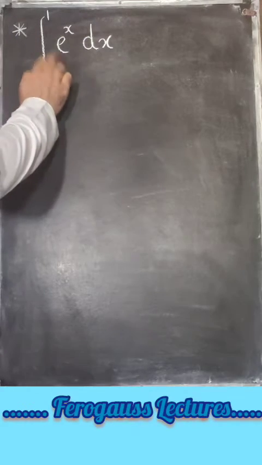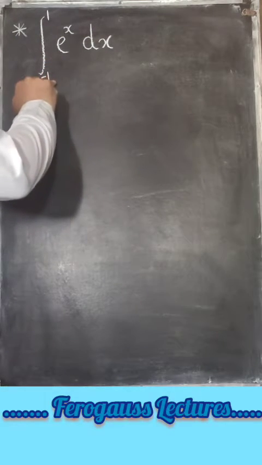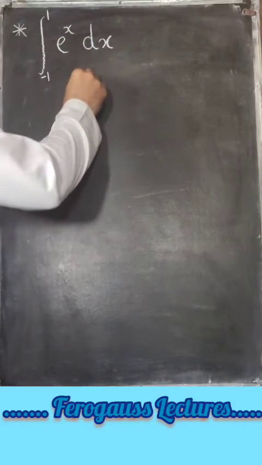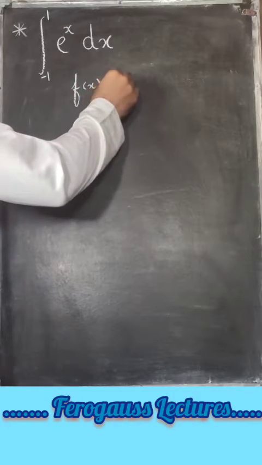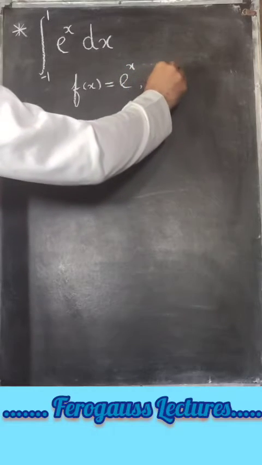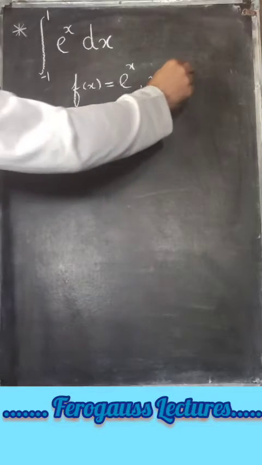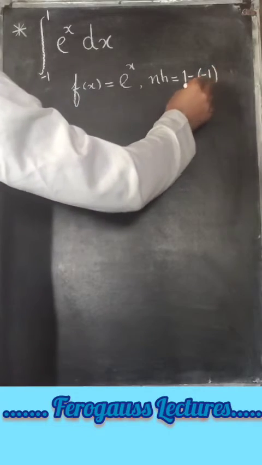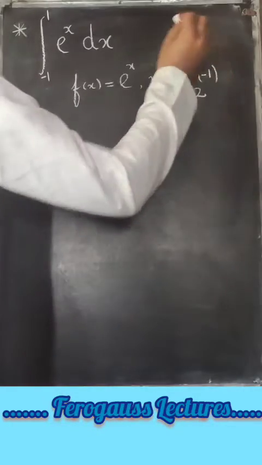Today we will do some more questions on definite integrals as the limit of a sum. Here is the first question. In this definite integral, that's integral from minus 1 to plus 1 of e raised power x dx, we have f(x) equal to e raised power x, and nh is equal to upper limit, that is 1, minus lower limit, that is minus 1, which is equal to 2.